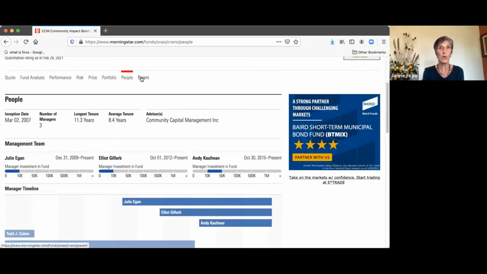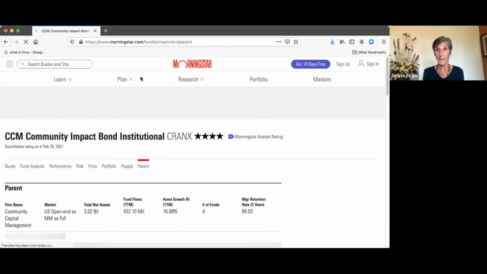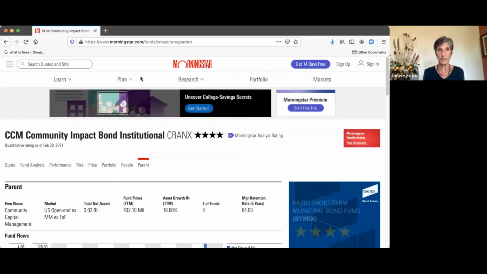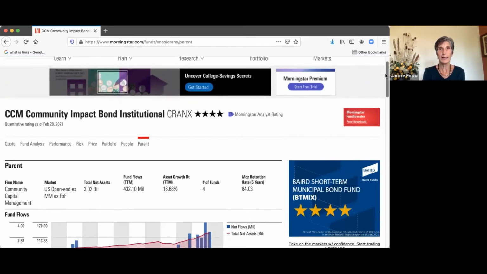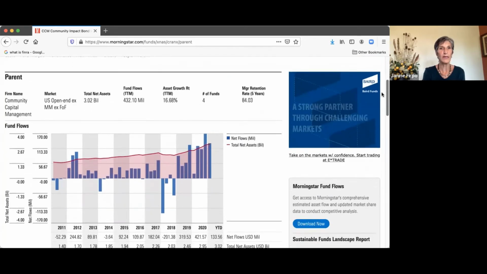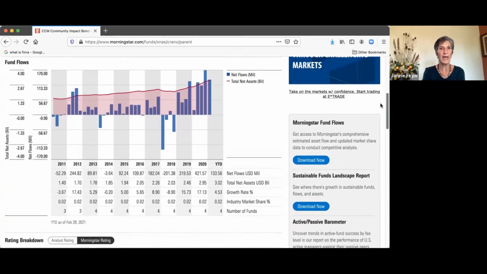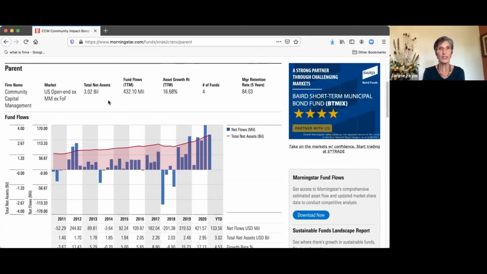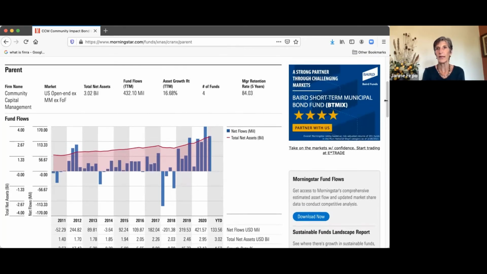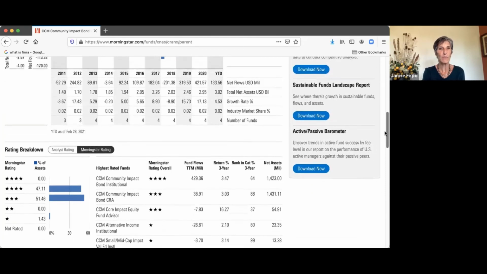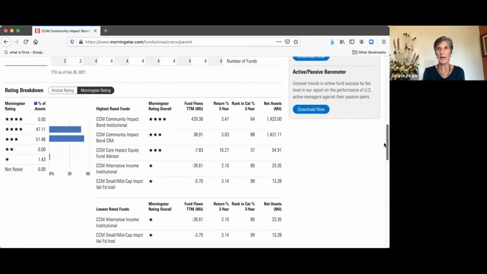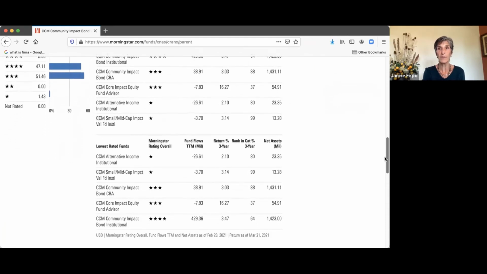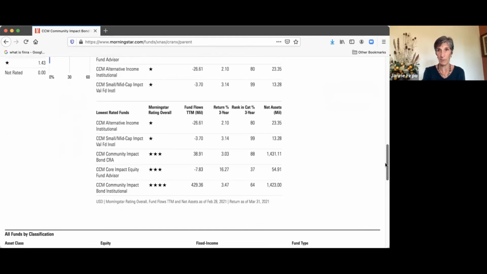But we can learn more about the parent company, the company that offered this fund, by clicking on the Parent tab. And here we can see a little bit more about them, how many assets they have under management, the fund flows, etc., and more about other types of offerings that they have. So this is more information about the company.